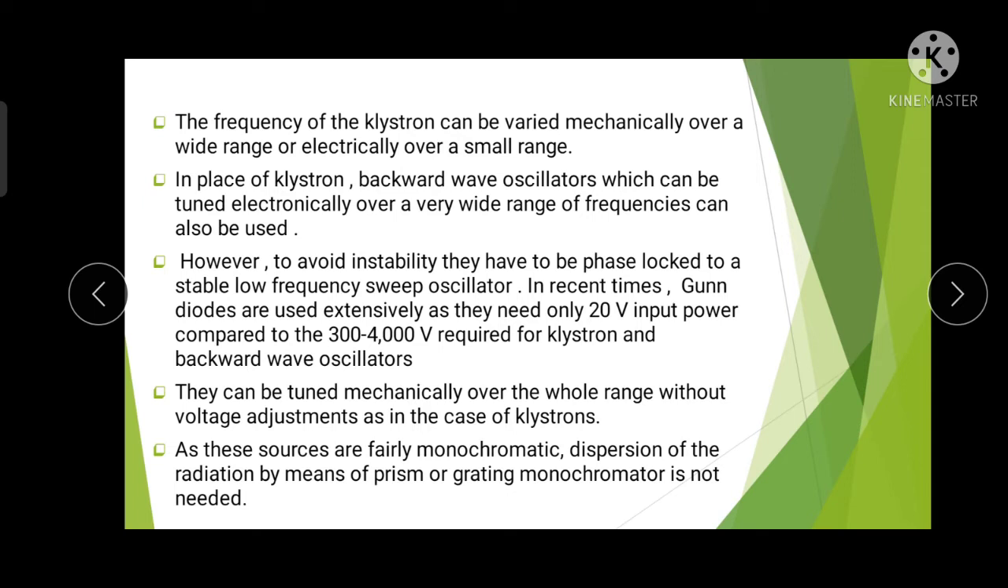So this is the benefit over a klystron and backward wave oscillator. Recently the gun diodes are used as a microwave radiation source.